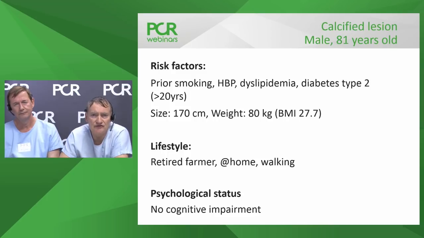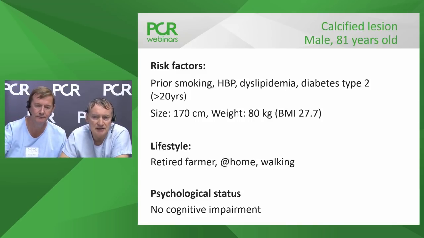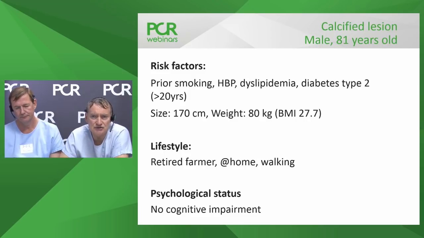He has a lot of risk factors. He is a prior smoker, he stopped smoking 10 years ago. He also has high blood pressure, with 3 pills against hypertension, dyslipidemia, and he has had type 2 diabetes for a long time, because this diabetes started 25 years ago. You can see the size and the weight of the patient, with a BMI of 27.7.